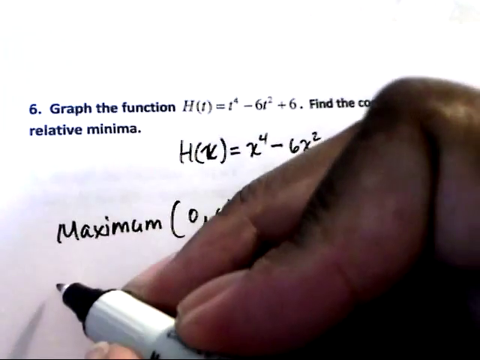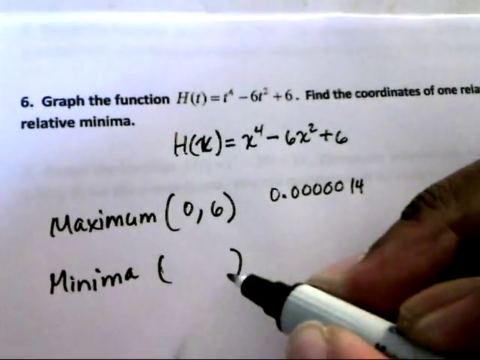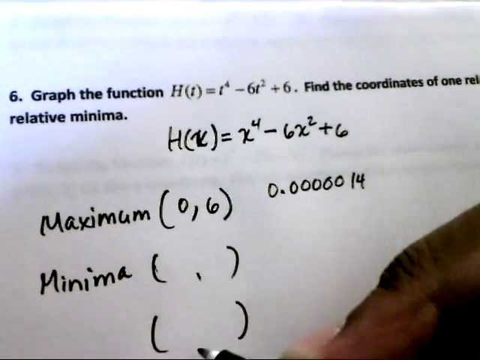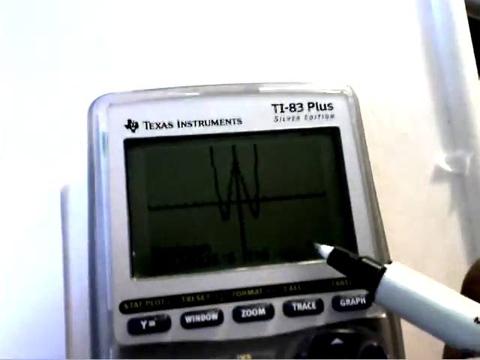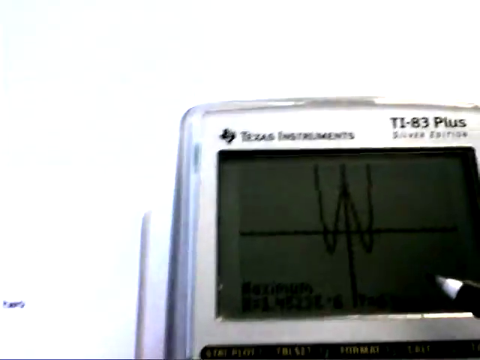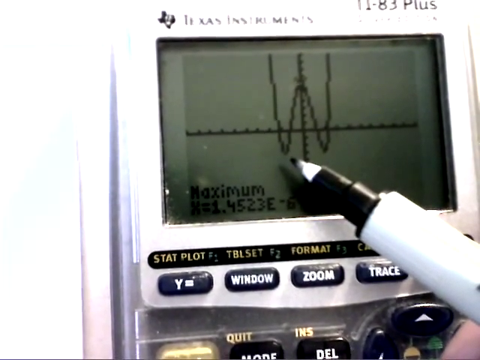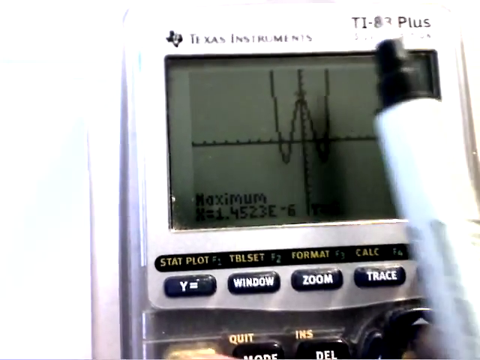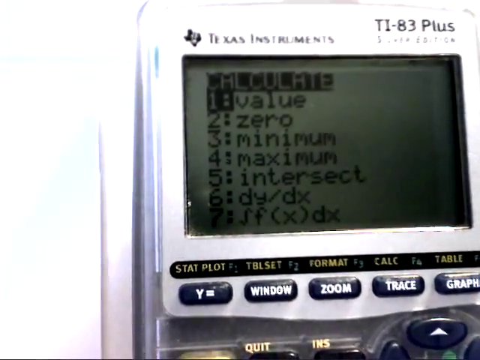Okay, now we need the relative minimum. And there are 2 of them. And we want to find out what they are. Alright, let's find the one that's on the left-hand side, the one on the left. Okay, so let's press second and trace. And this time we're going to select number 3 for minimum.